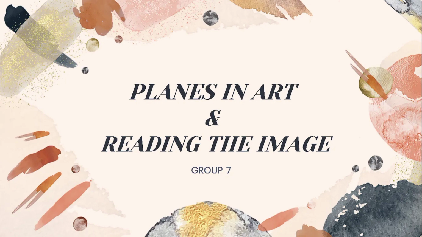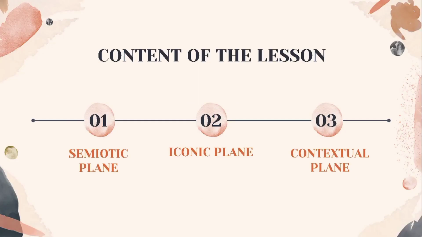So let's start. The content of the lesson in this topic covers the different planes in art and reading the image. First is the semiotic plane, second is the iconic plane, and lastly is the contextual plane.